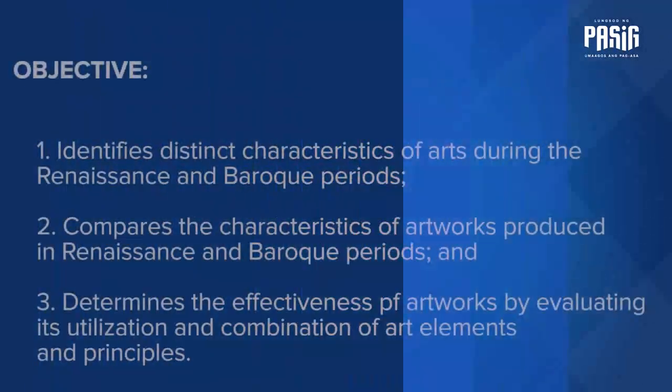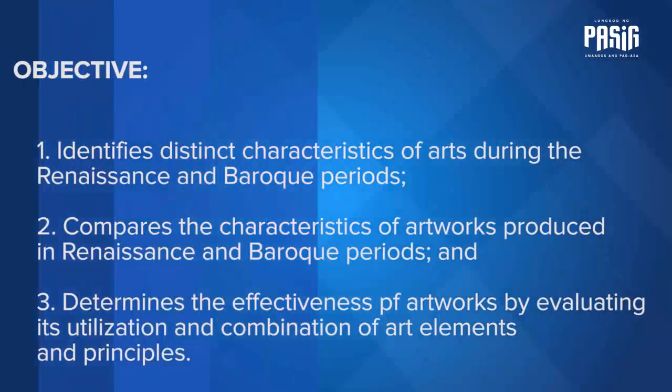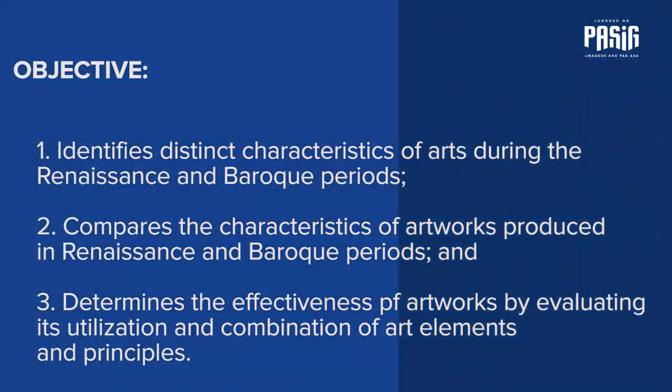Our objectives for today's lesson are: 1. Identifies distinct characteristics of arts during the Renaissance and Baroque periods. 2. Compares the characteristics of artworks produced in Renaissance and Baroque periods. And 3. Determines the effectiveness of artworks by evaluating its utilization and combination of art elements and principles.